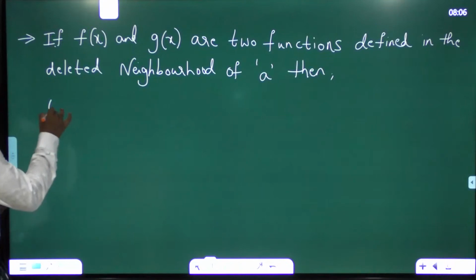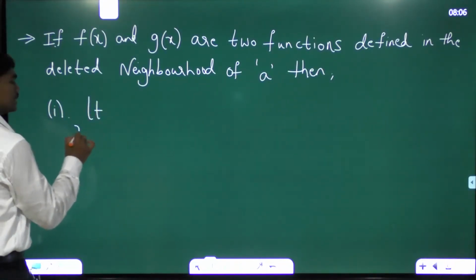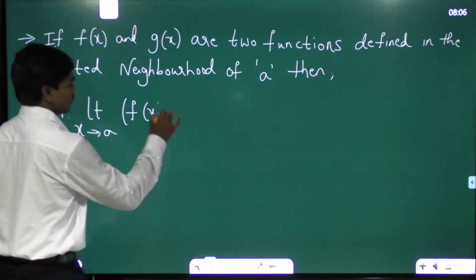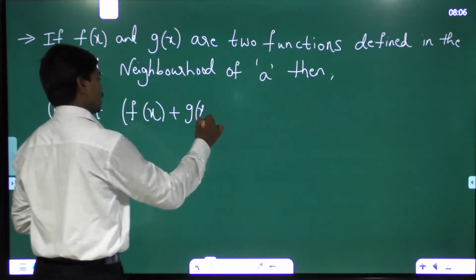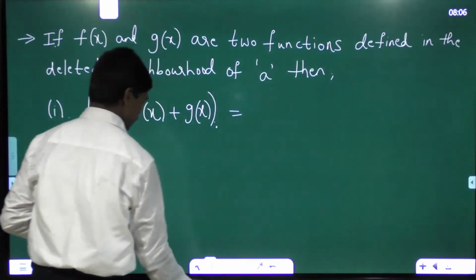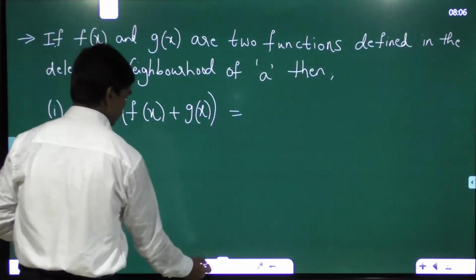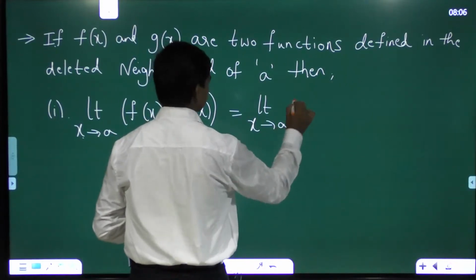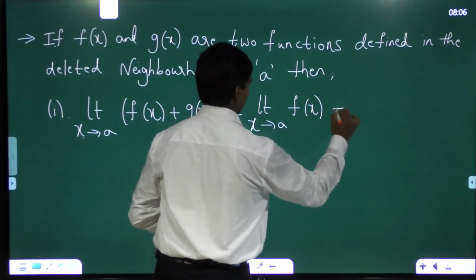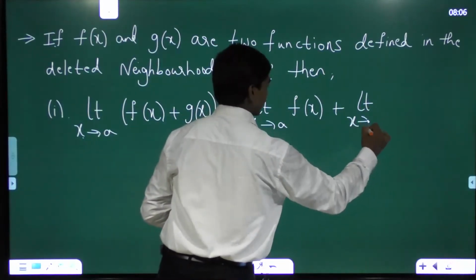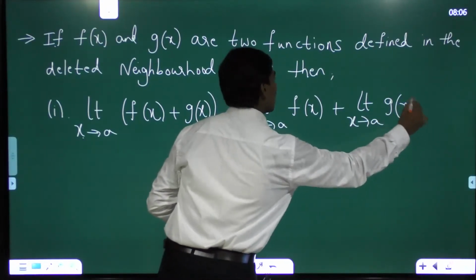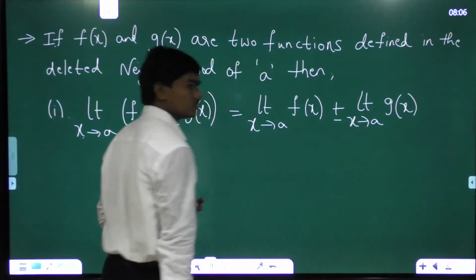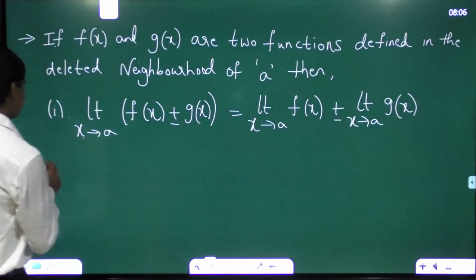So the first point could be: limit x tends to A, f of x plus g of x can be written as limit x tends to A, f of x plus limit x tends to A, g of x. And of course, when there is a minus sign here, you could still use that minus sign here. Okay, next.